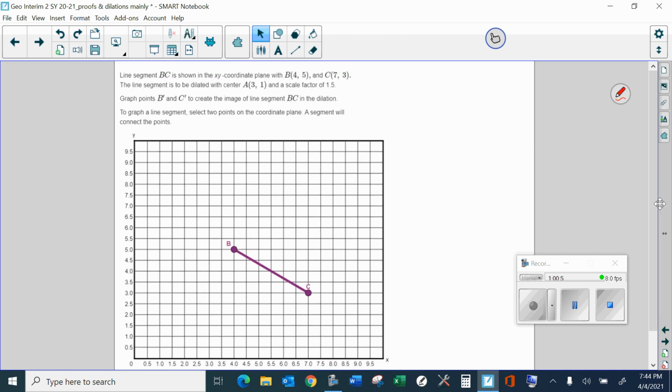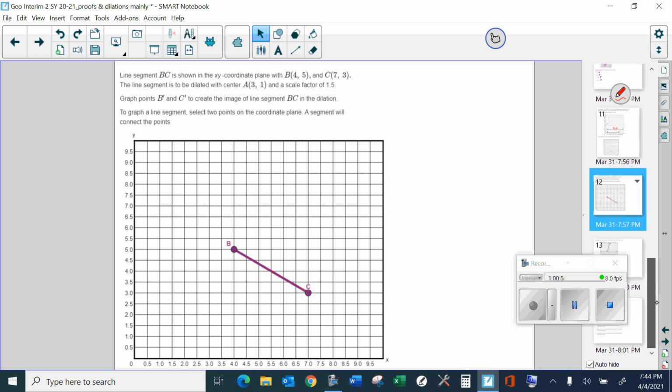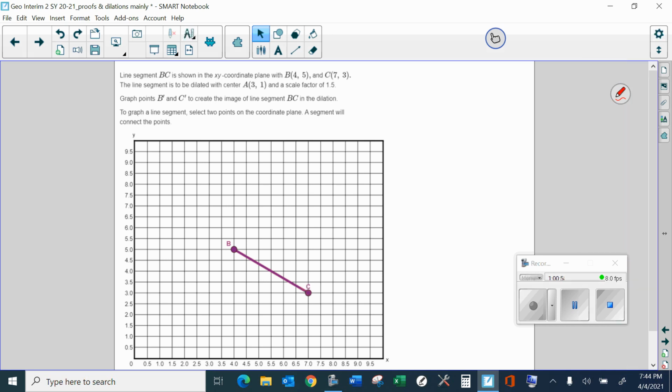Okay, line segment BC. We're almost done. Let's see. Two more after this. Okay.